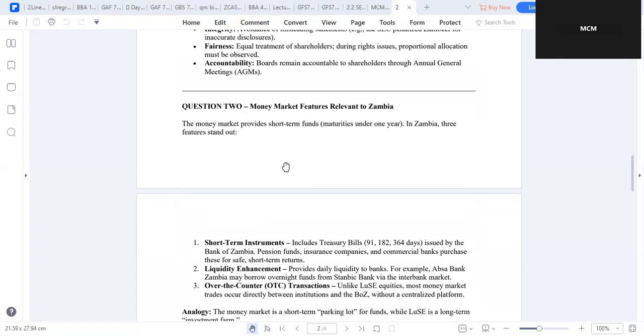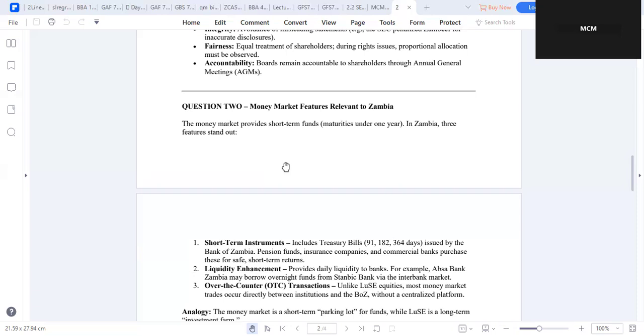So there are short-term instruments like treasury bills, whose maturities are 91, 182, and 364 days, and these are issued by the Bank of Zambia, and held by pension funds, insurance companies. Secondly, the money market is there to ensure that there's liquidity, which is a provision of money to banks. For instance, Absa Zambia may borrow overnight funds from Stanbic via the interbank market.